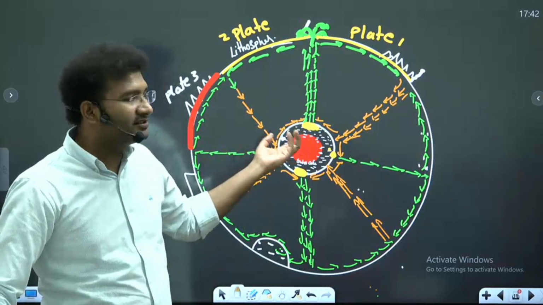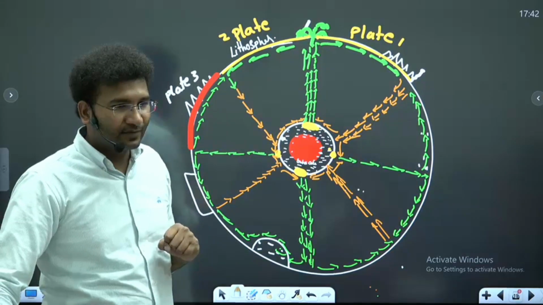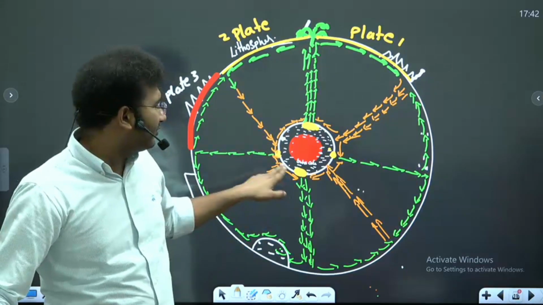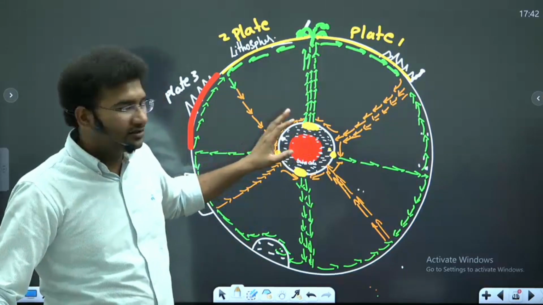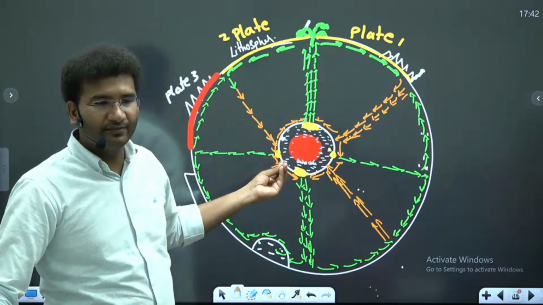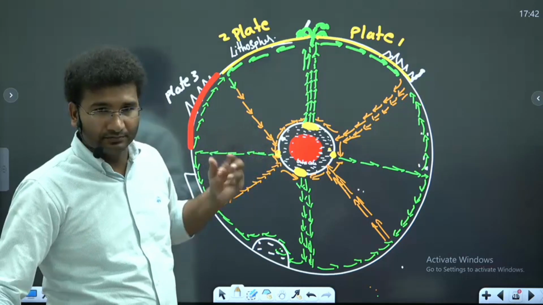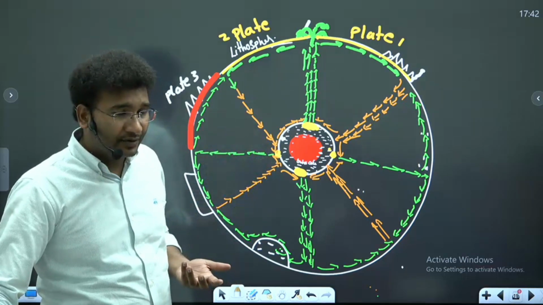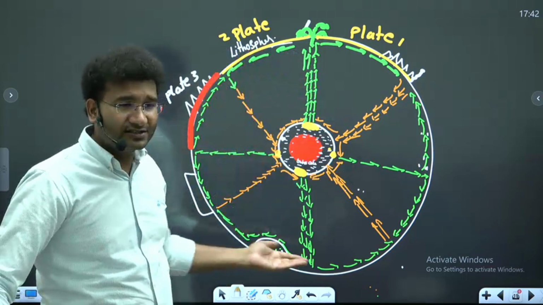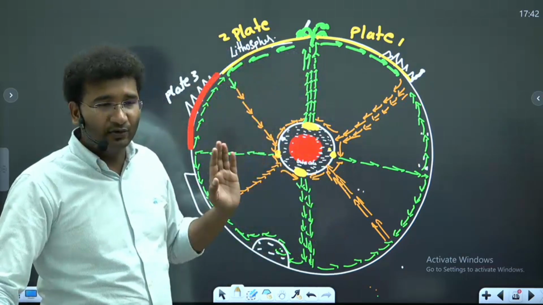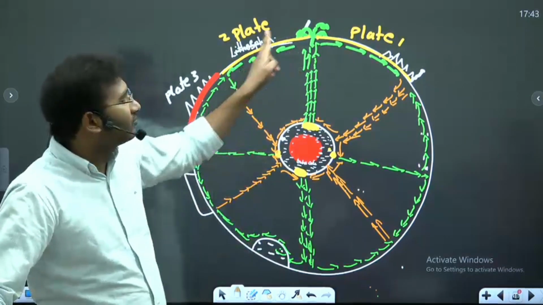Now try to imagine this in 3-dimensional. Can there be a possibility where all this convectional, the higher concentration of the radioactive material can be present at one place? It could be. But Wegener don't know about all of these things, no? Wegener only knows that these plates are moving.